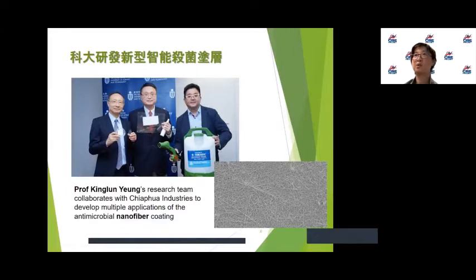Well, you may also have heard about Professor Kinglan Young's team's research. They have invented a coating that can keep any surface germ-free for a long time. It illustrates how chemical and biological engineers can use nanotechnology to fight COVID-19. The smart coating contains nanofibers to release chlorine dioxide slowly. In fact, Professor Yuan's research made a headline last month. In collaboration with local industry, his team has already applied the smart coating to over 70 daycare centers, elderly homes, and schools in Hong Kong.